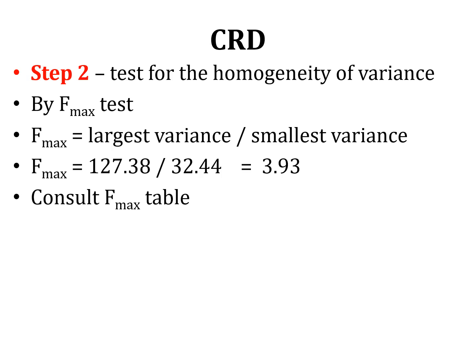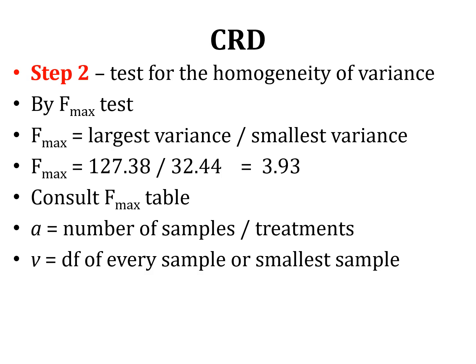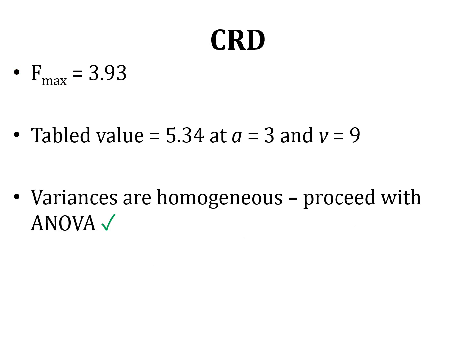To get the critical value from the FMAX table, we need the information about the number of samples or treatments, A, and V, which is the degree of freedom of every sample or the smallest sample. The number of samples or treatments in this experiment is 3, so A is 3. And V is the degree of freedom of every sample, because all of the samples have a similar number of replicates, which is 10. So we are going to take 10 to calculate the degree of freedom, and this is going to be 9, right?